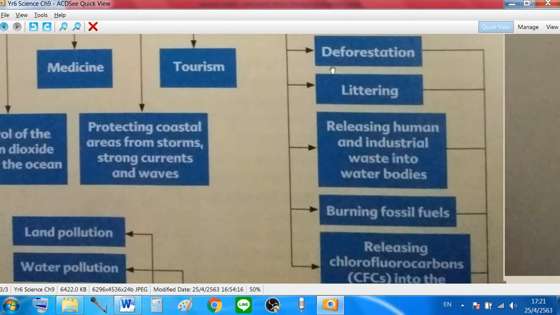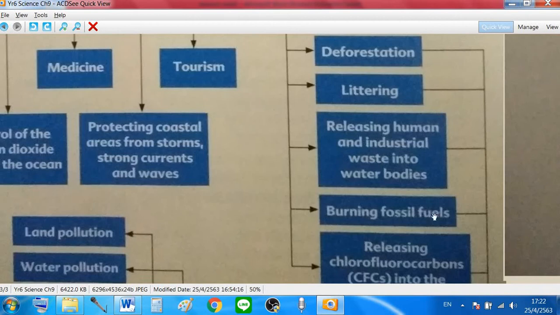Deforestation is the cutting down of forests. And there are many consequences of deforestation. Littering is also bad for the environment. Releasing human and industrial waste into water bodies. This poisons the oceans and kills marine life.